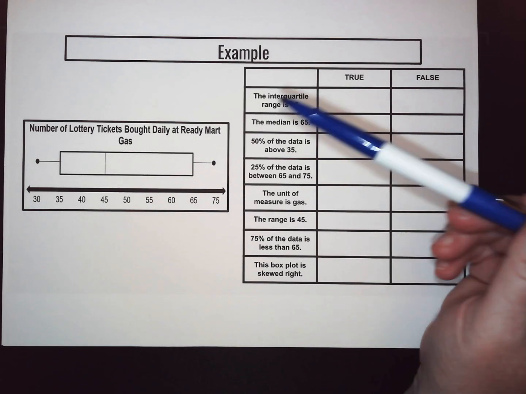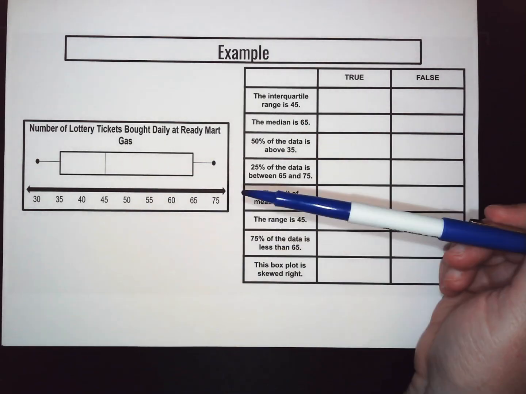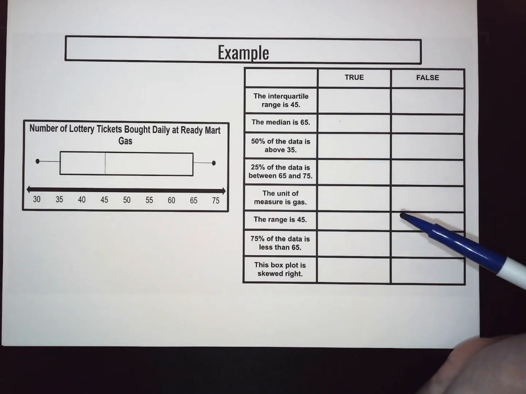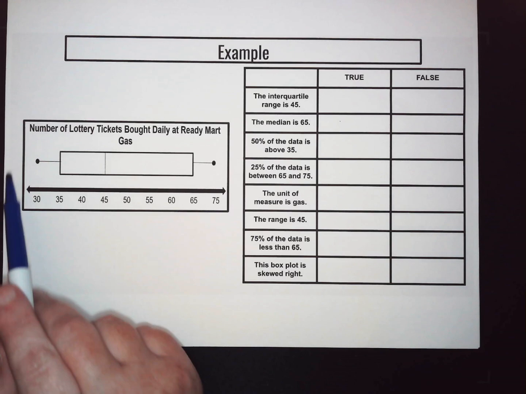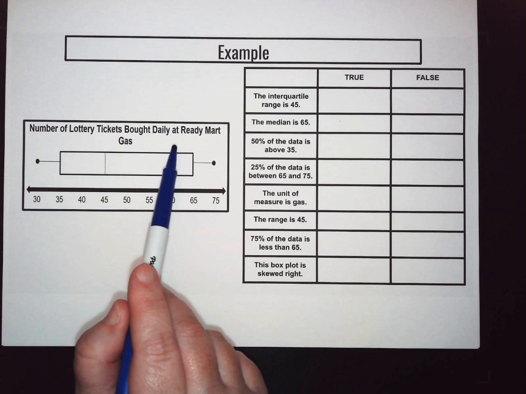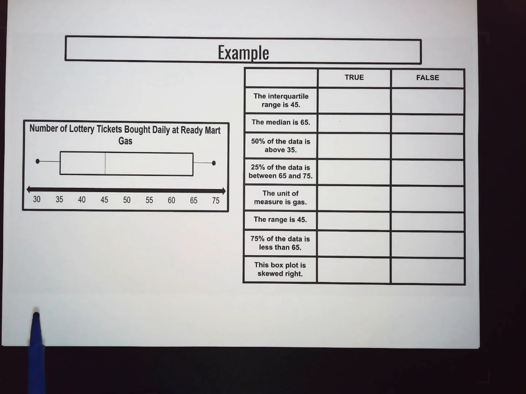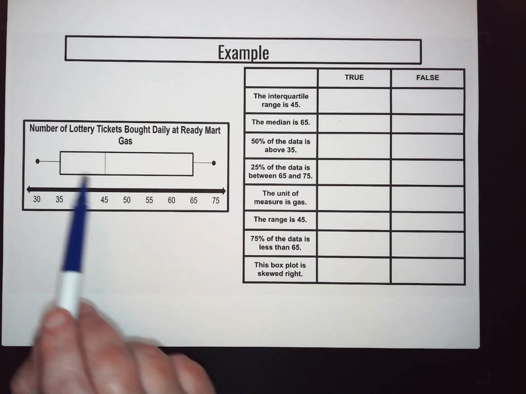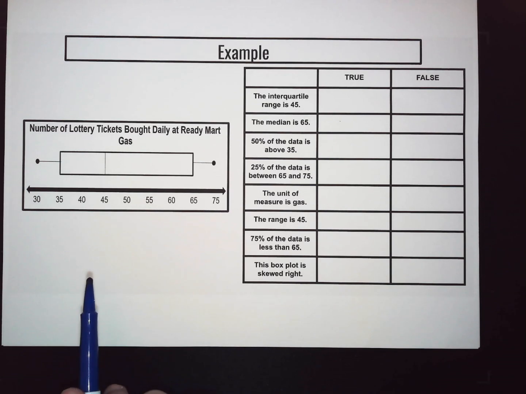All right, so now we're going to talk about the details in reading and understanding box plots. So here we're going to have some true-false questions, but before we jump into those, let's just look at what we have here. The number of lottery tickets bought daily at the Ready Mart gas station. So here our number line is counting by fives from 30 to 75, and we have our box plot here.